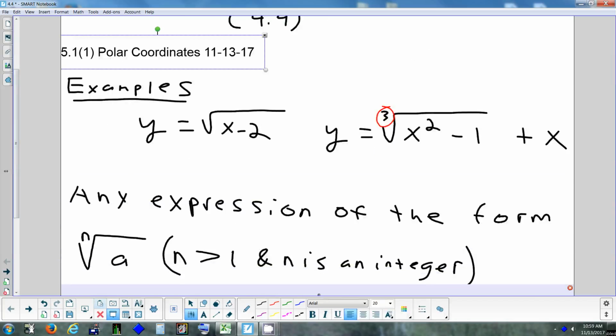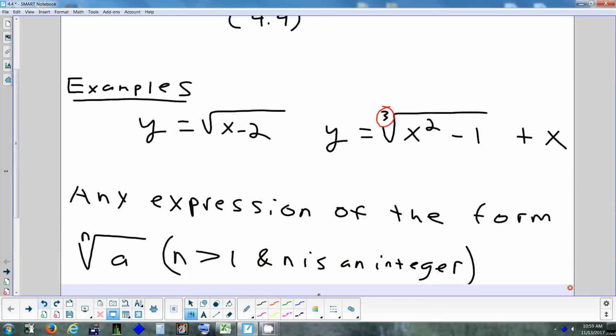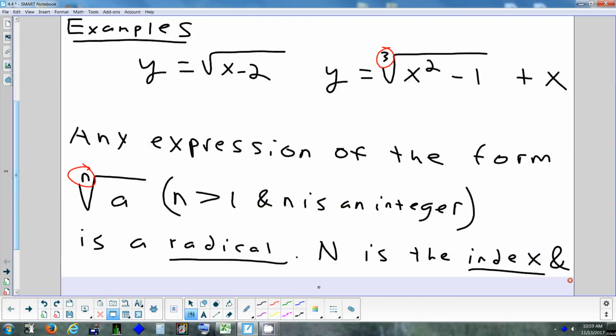Okay, so any expression of the form, this root symbol with a number written in there, and that number is always going to be positive and it's always an integer, that's called a radical expression or a radical. It's important that the index, that number that I circled, that n, cannot be a fraction or a decimal, and it can't be negative. So it's a positive integer.